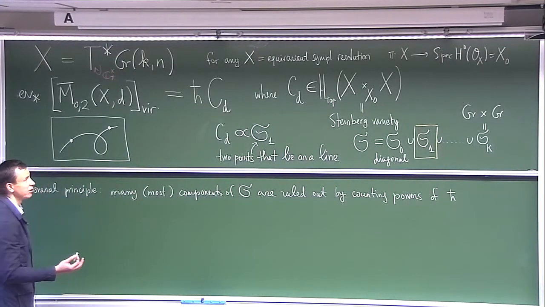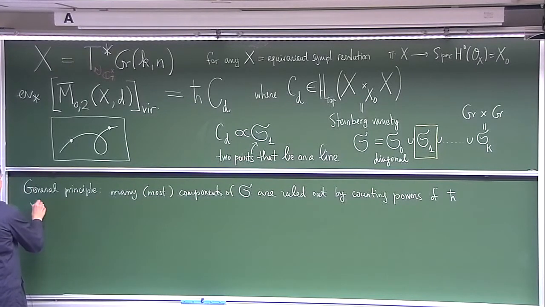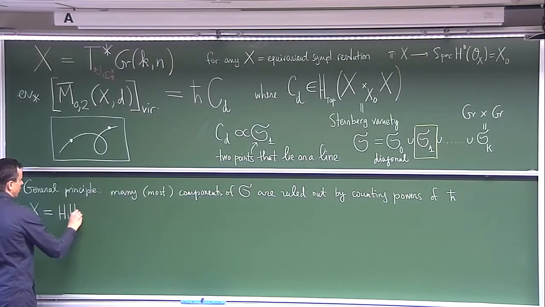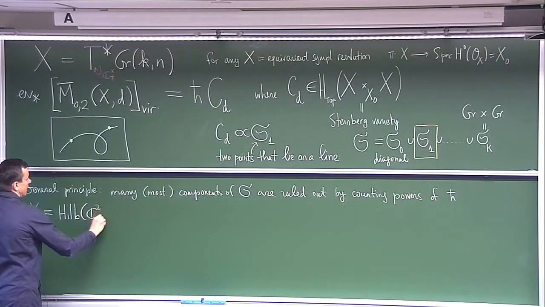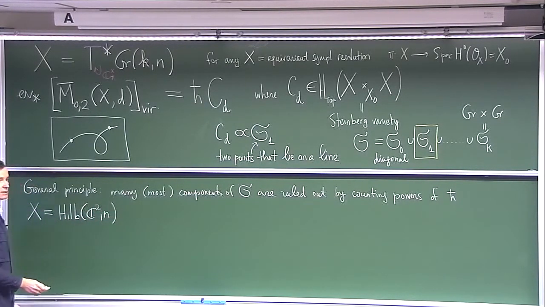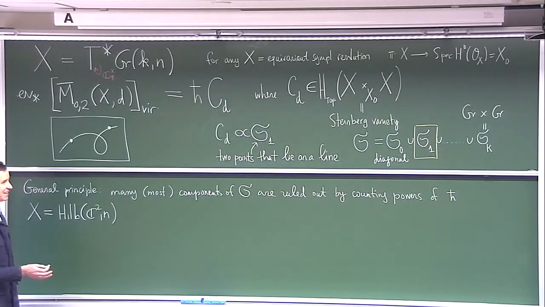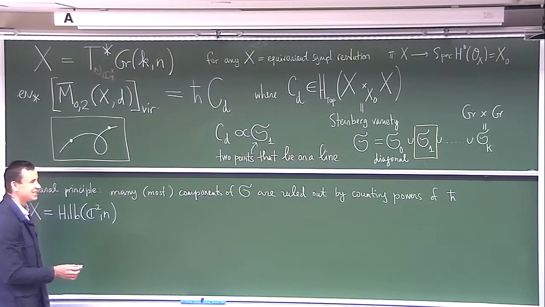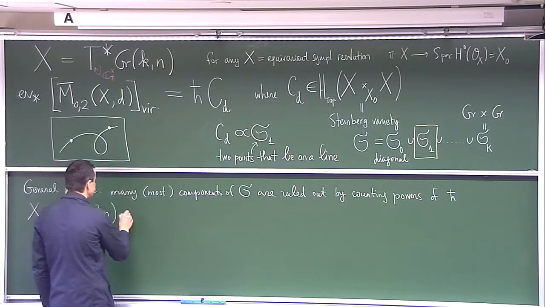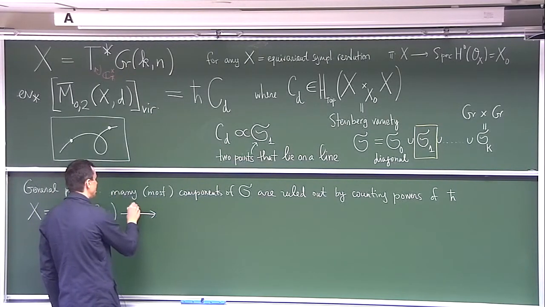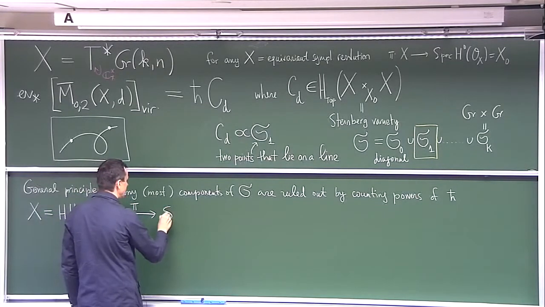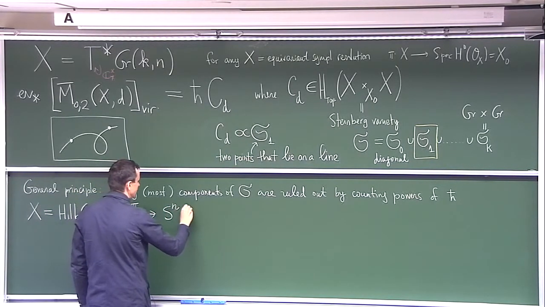A more basic example along these lines is that, for example, X, I can take the Hilbert scheme of, say, n points in the plane. I presume in Kyoto everybody knows what this thing is. I don't have to explain, and if for some reason you don't, you should be really ashamed of yourself. But then this map pi is the resolution of singularities of the n-fold symmetric product.